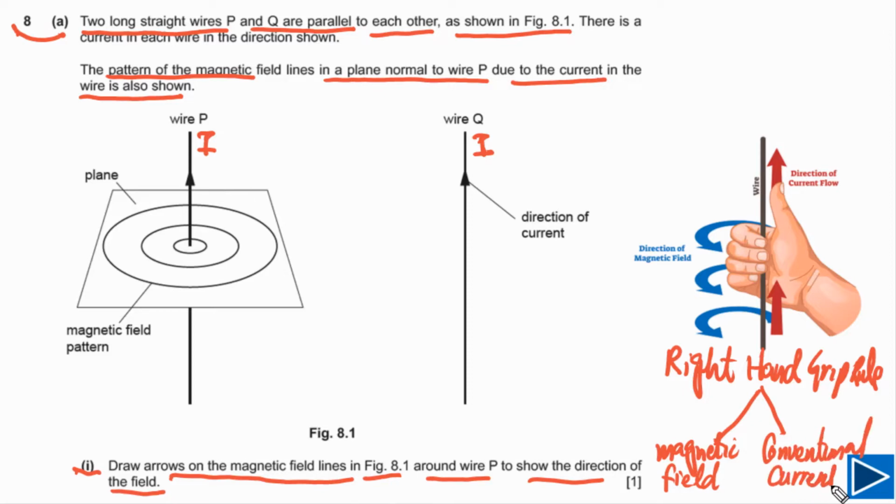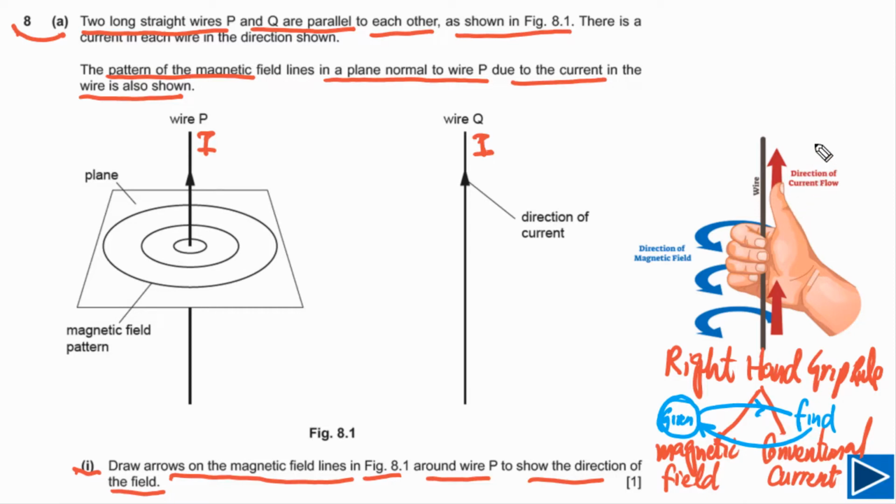So if one is given, we can find the other one. If we have the direction of conventional current, we can find the direction of magnetic field. If we have the direction of magnetic field, we can find the direction of current. So vice versa is true. For example, if the direction of magnetic field is given to us, we can find the direction of current. We can go this way or we can come this way. Now in this case, current is given, we need to find the direction of magnetic field.